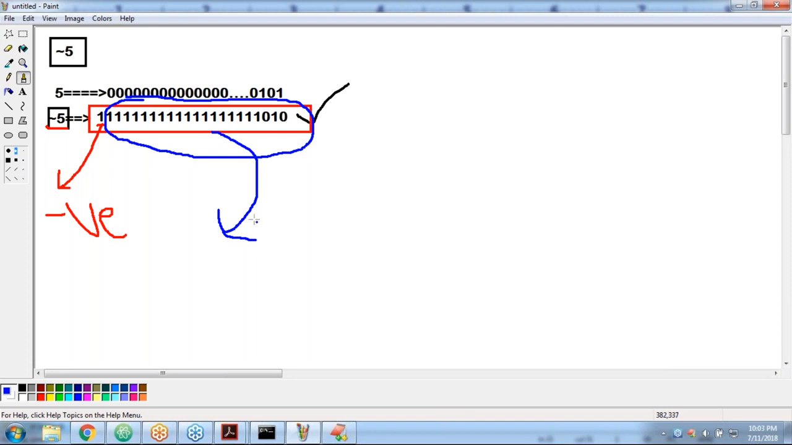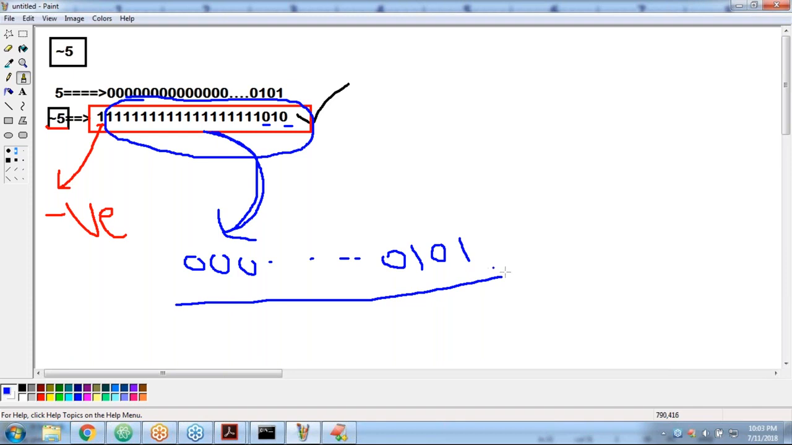How to find 2's complement form for this? First find 1's complement. 0 will become 1, 1 will become 0, and then 0 will become 1. That's all, sir. This is 1's complement. First find 1's complement, and then add 1. Sir, 1 plus 1 is 0 and carry 1. 0 plus 1 is 1, and then remaining bits are all zeros, right?